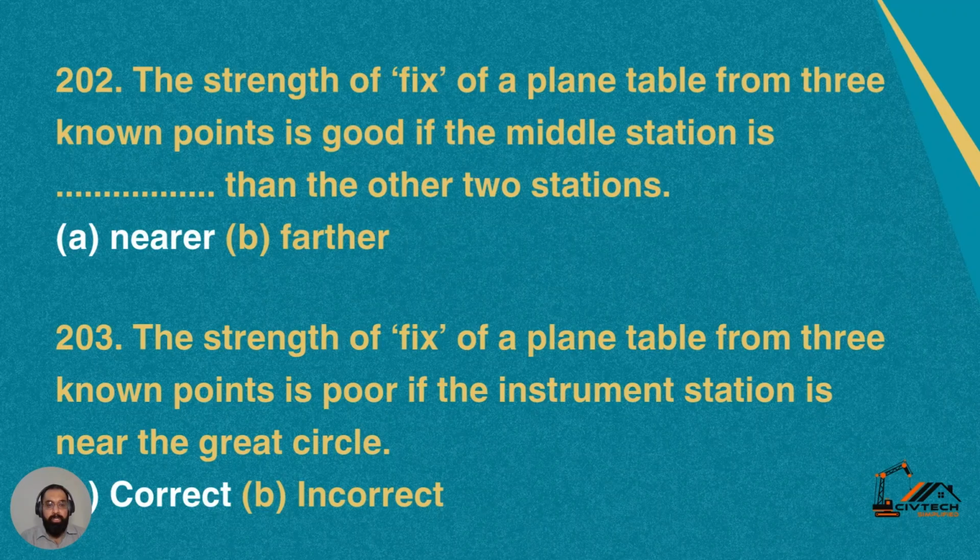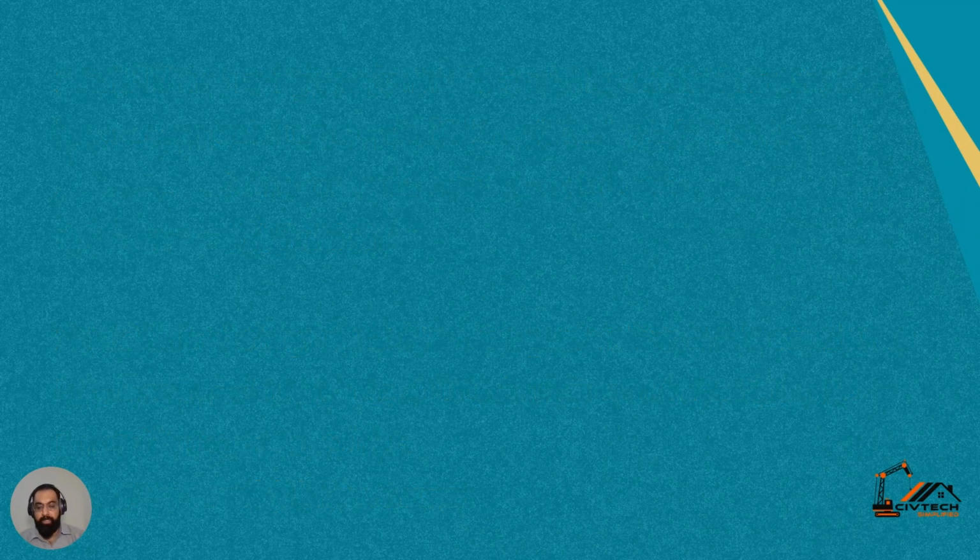Question number 203. The strength of fix of a plane table from three known points is poor if the instrument station is nearer to the great circle. Option A is correct and option B is incorrect. So it's correct. A is the correct answer for this question.